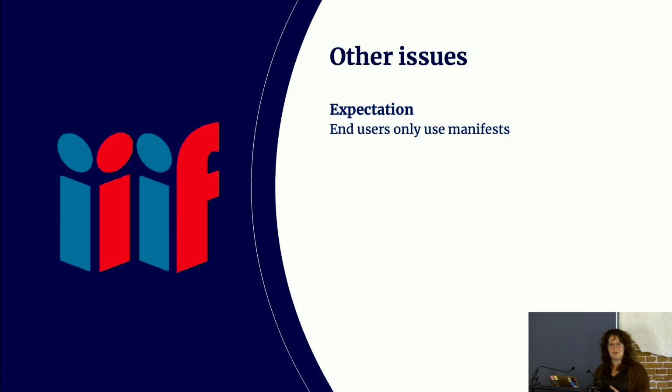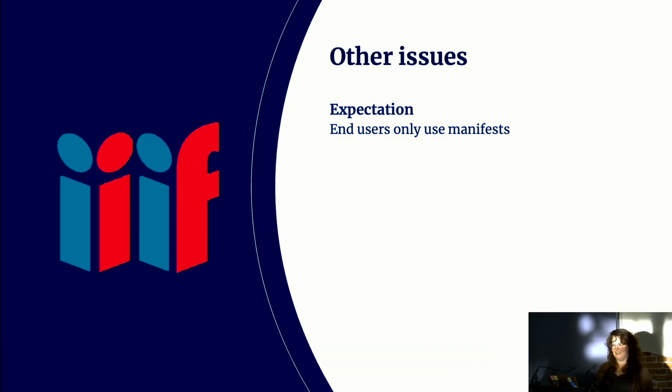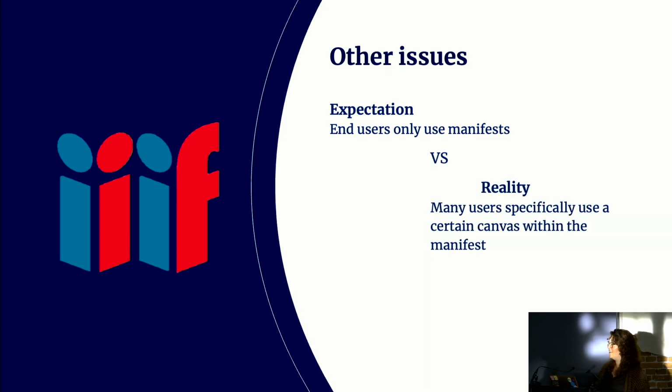Well, that was great. We were happy. We had a solution. We had it built. We are currently implementing it. It's almost done. So we were really happy, but of course expectation is not always reality when you are a project manager. What we expected was that our users only used manifests, but going along and checking with them and talking to them, we realized that there are actually a lot of users that specifically use a certain canvas within a manifest, which I don't think is best practice, but it happens anyway.